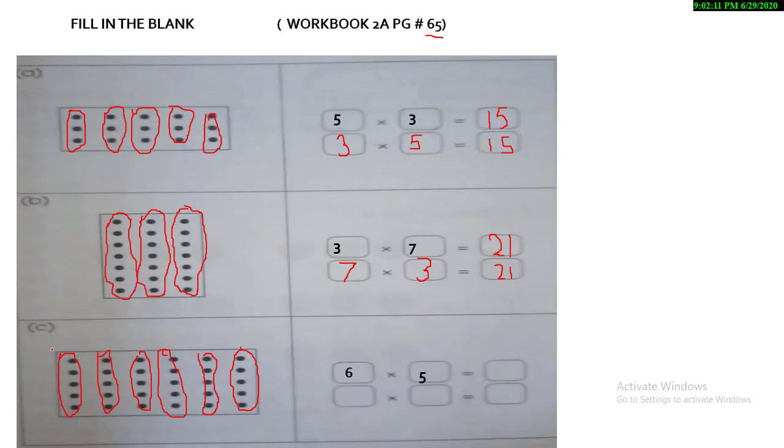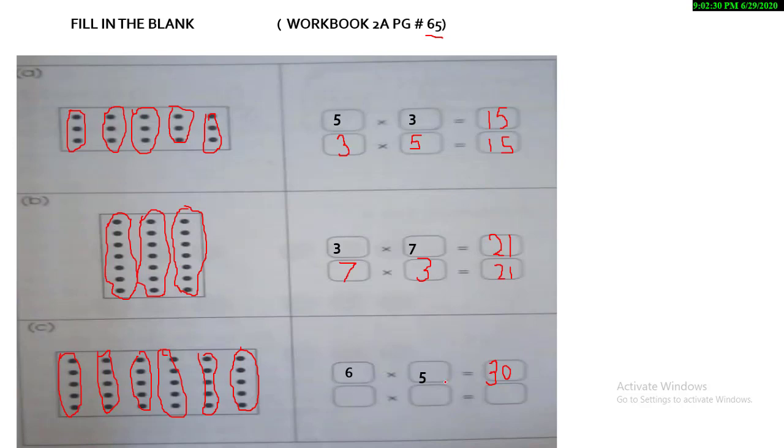To find out the total, you are supposed to count all the balls over here, and then you will write down your answer. As I told you, I counted them and I know the tables too, so the answer is 5 6s are 30. There are total 30 balls.